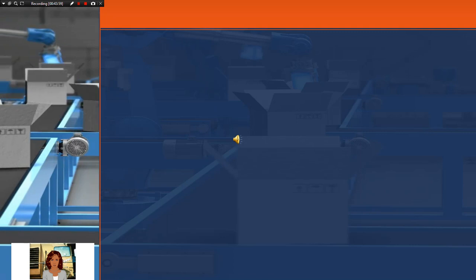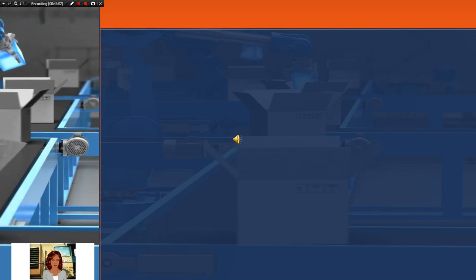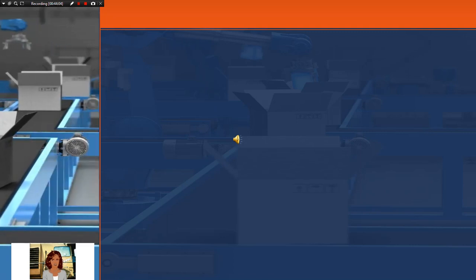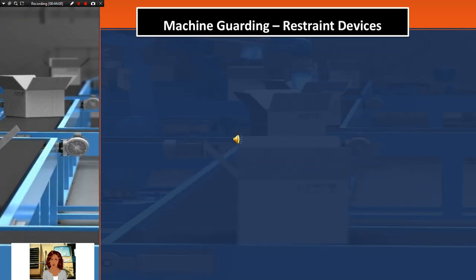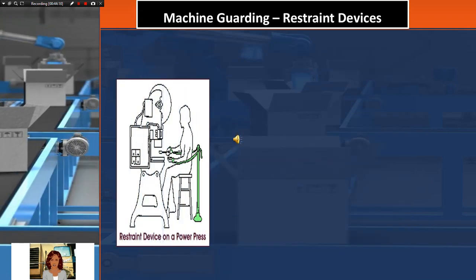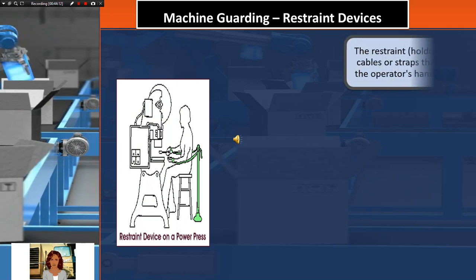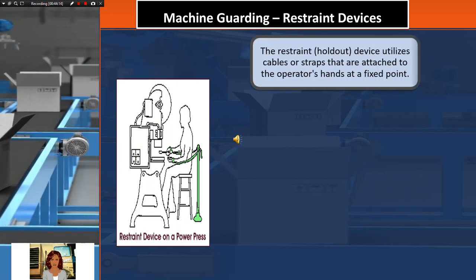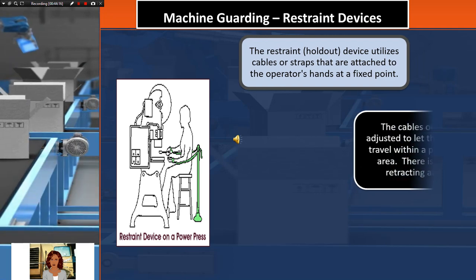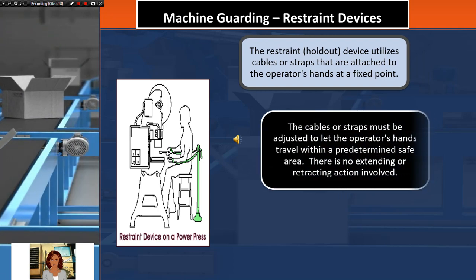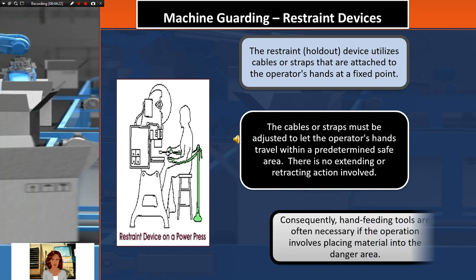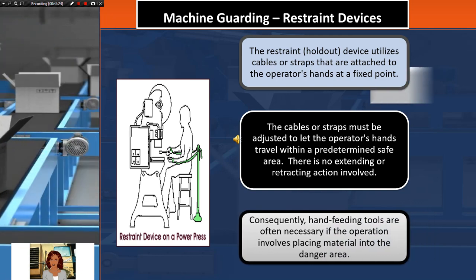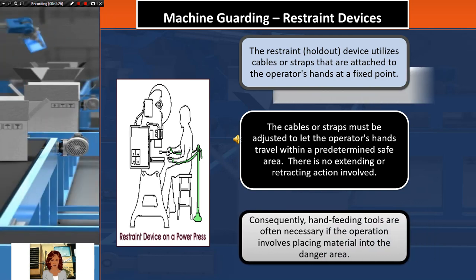Machine guarding, restraint devices. The restraint, or hold-out, device utilizes cables or straps that are attached to the operator's hands at a fixed point. The cables or straps must be adjusted to let the operator's hands travel within a predetermined safe area. There is no extending or retracting action involved. Consequently, hand-feeding tools are often necessary if the operation involves placing material into the danger area.